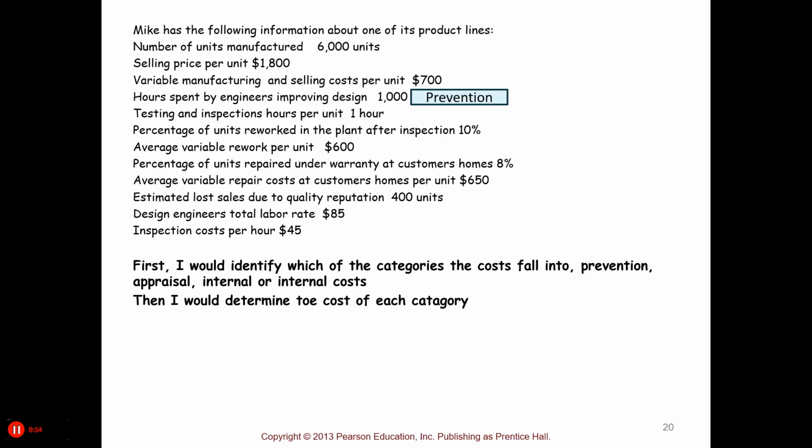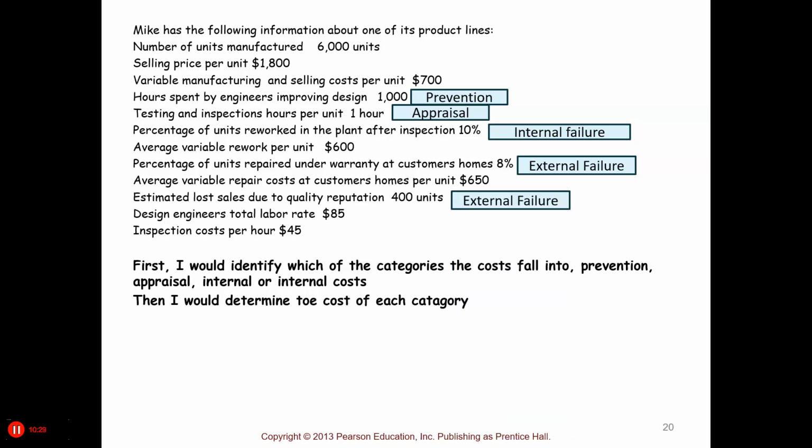Hours spent by engineers improving design, that's a prevention. Testing and inspection, that's an appraisal. Percentage of units reworked in the plant, that would be part of appraisal. Average variable rework, that would also be part, I think, of appraisal. Percentage of units repaired under warranty at home, that would be internal failure, and this would be external. So the rework would be part of internal failure. When it leaves the factory, it becomes part of external. This would be external. So now that we've categorized them, we can go ahead and do our report using the information.